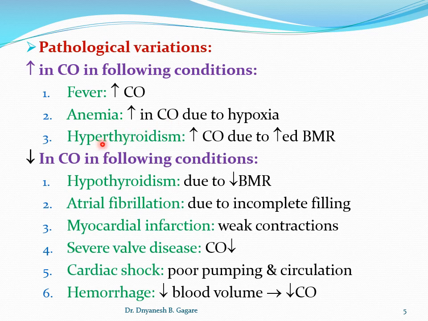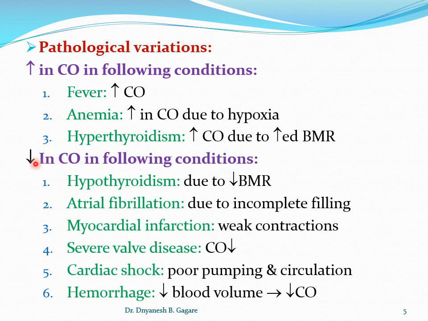Okay. Students, in hyperthyroidism there is an increase in cardiac output. You know, in hyperthyroidism these hormones increase the basal metabolic rate, and due to the increase in basal metabolic rate, the need of the body for nutrients and oxygen is increased, and it ultimately leads to an increase in cardiac output. Okay. Now see, coming to the conditions during which cardiac output decreases.